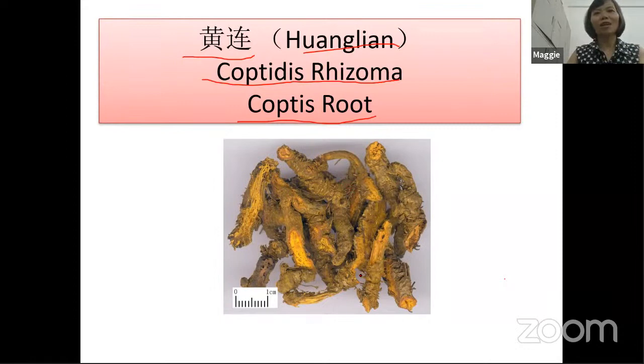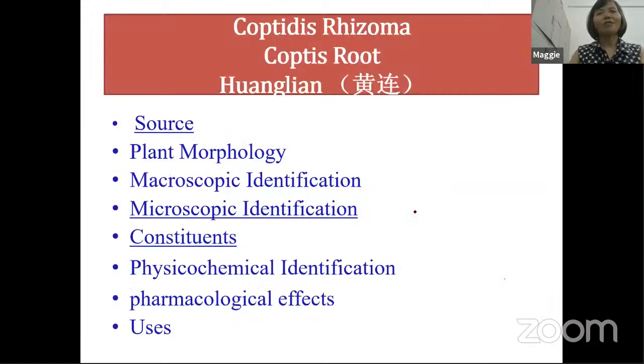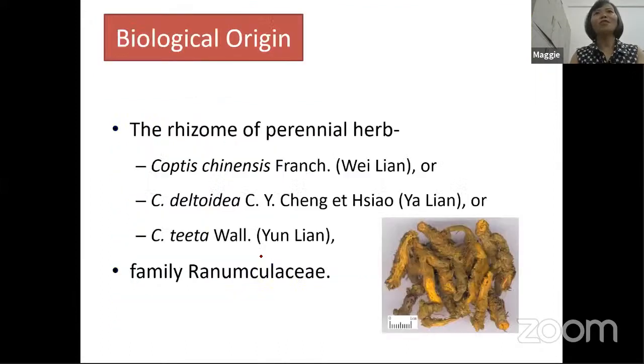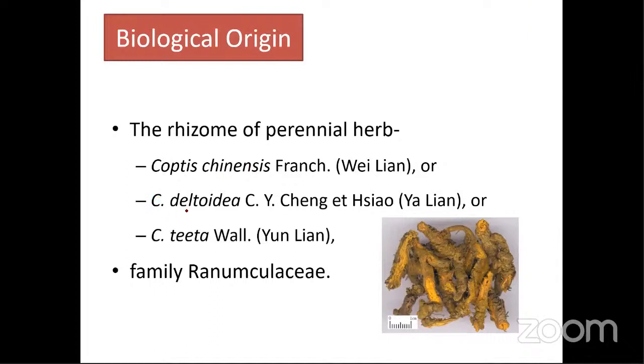So we also introduce this drug in the following contents: source, plant morphology, macroscopic characters and microscopic characters, constituents, physical and chemical identification, and pharmacological effects and uses. So first, the biological origin. Coptis is the rhizome of a perennial herb, Coptis chinensis, Coptis deltoidea, and Coptis teeta.